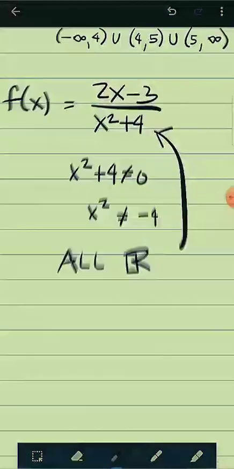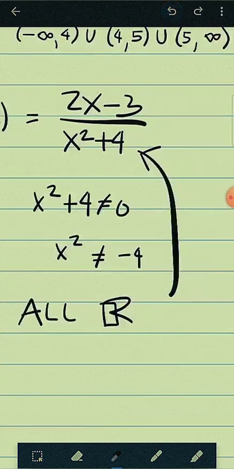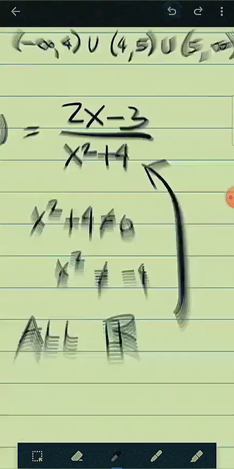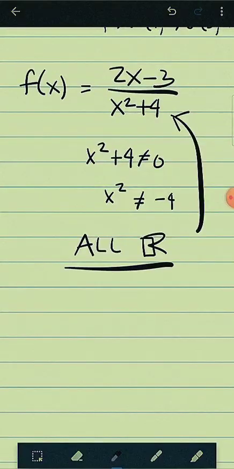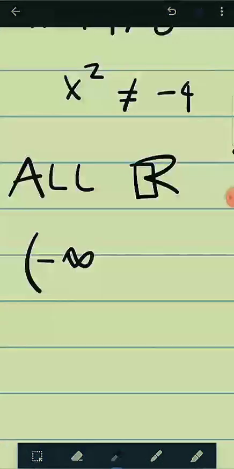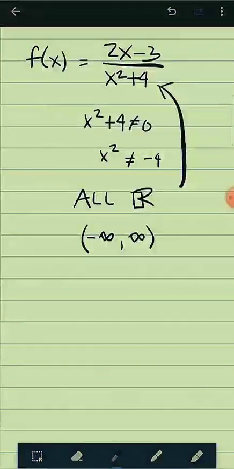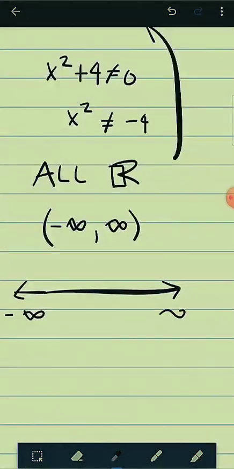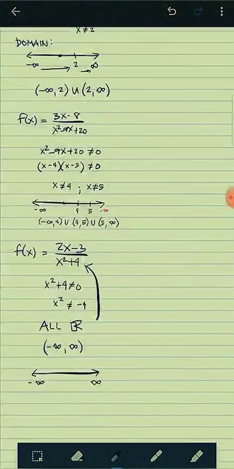So it could be anything. You plug in negative 4 here, you get a defined result. You plug in 0, you get a defined result. You plug in positive 4, still defined. You plug in negative 4, still it's defined. So the domain is all real numbers. And in interval notation, that is from negative infinity to positive infinity. Alright, so from here, the x-axis, towards positive infinity when you travel.